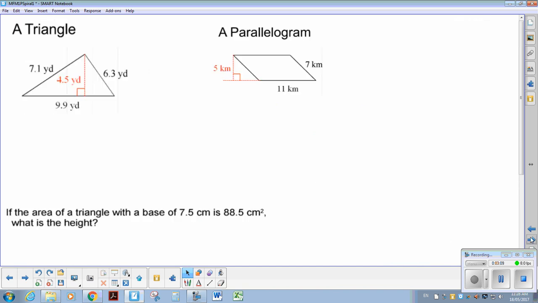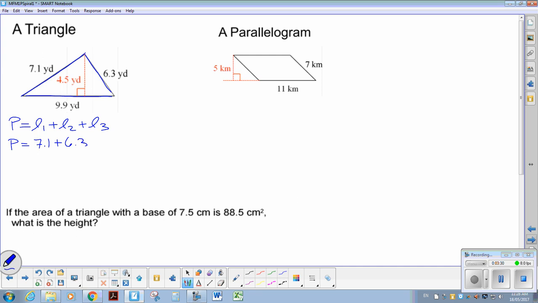So you are responsible for a triangle. So perimeter of the triangle, remember it's the distance around the outside. So perimeter is going to be length 1 plus length 2 plus length 3. So we're just adding our 3 values together, and again, it doesn't really matter which is length 1, 2 and 3. So just make sure you get all of them written in there. So if we add them, 7.1 plus the 6.3 plus 9.9, we get 23.3 yards. All right, so there's your perimeter.